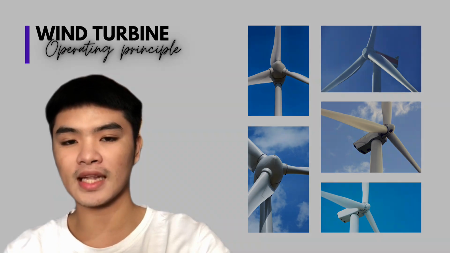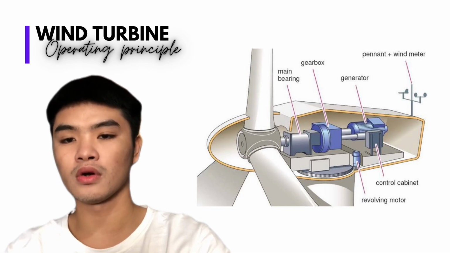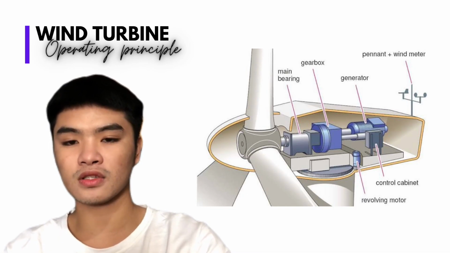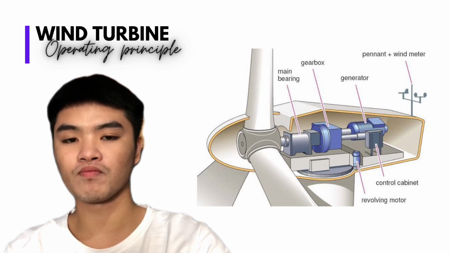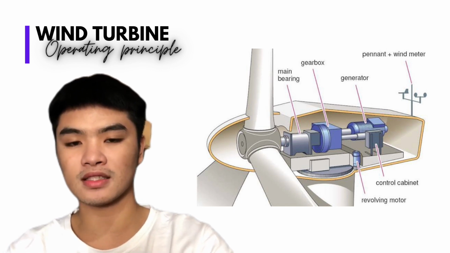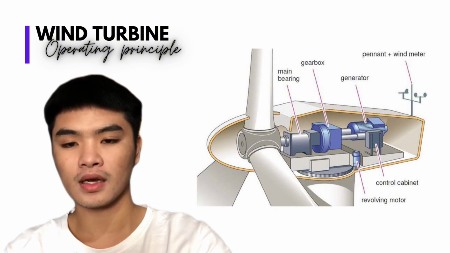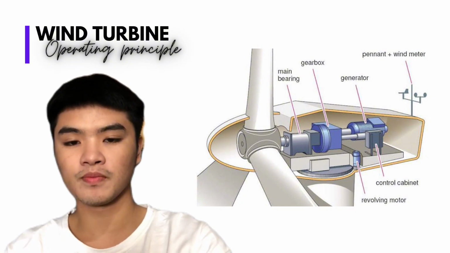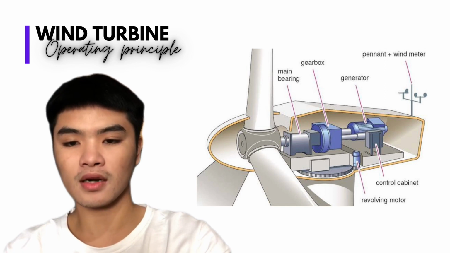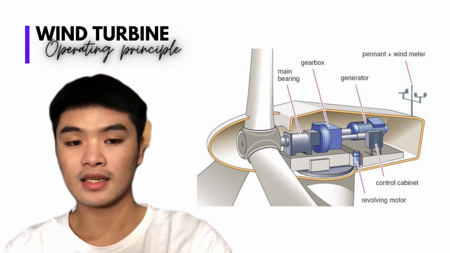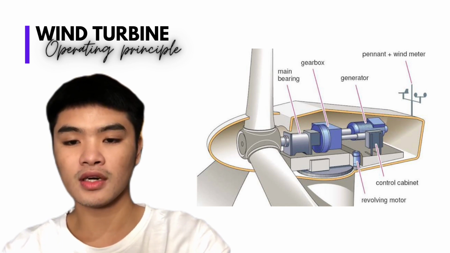For better understanding, I have here the cut-out view of the nacelle, which consists of low-speed shaft, gearbox connected to the high-speed shaft, and lastly the generator. As we could observe, these individual parts are all interconnected to the blades, which once again, this part is the rotor, which consists of the blades. Where the blades are being attached, we call it hub.